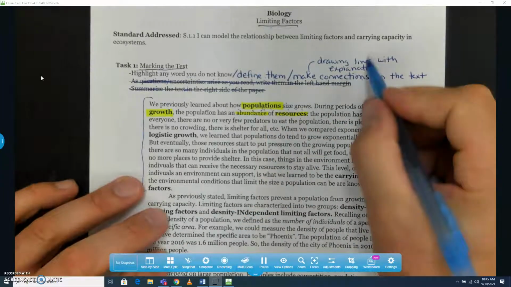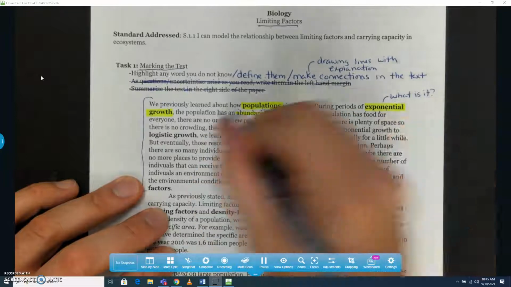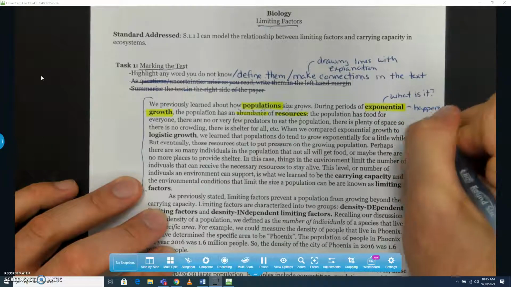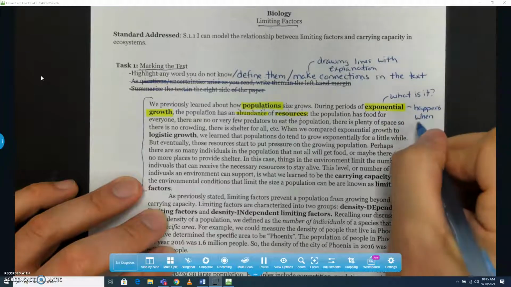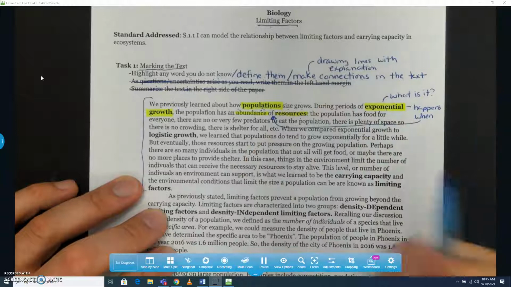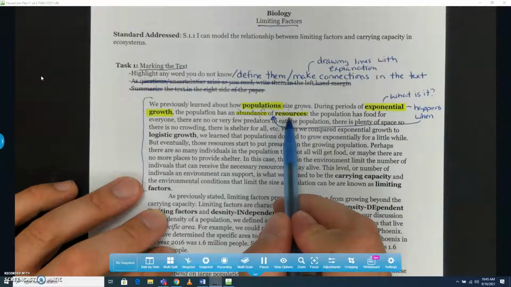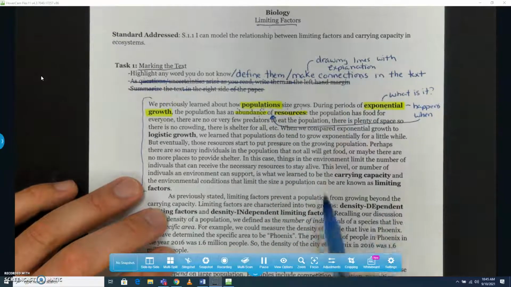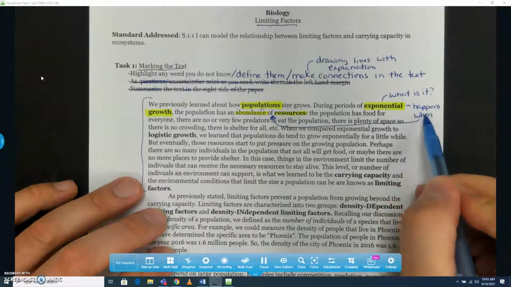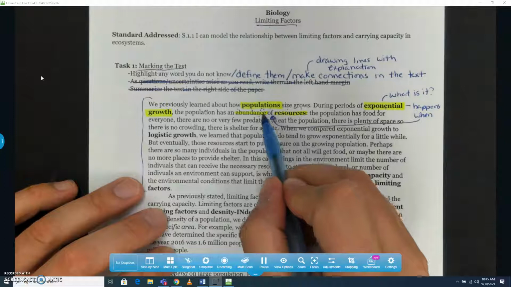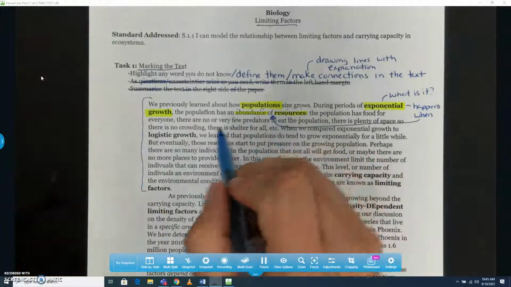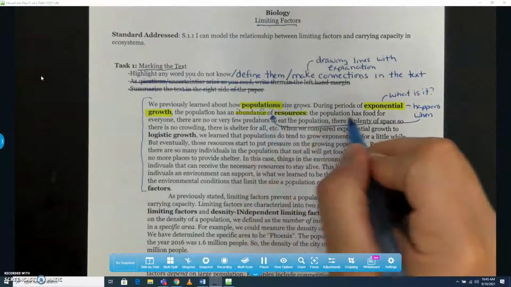So here's a connection. Exponential growth happens when that exists. That is a connection. And this is exactly what I mean by a connection. I'm drawing a line. I'm explaining why that line is there because it's connecting this to this. So what happens when the population has an abundance of resources?